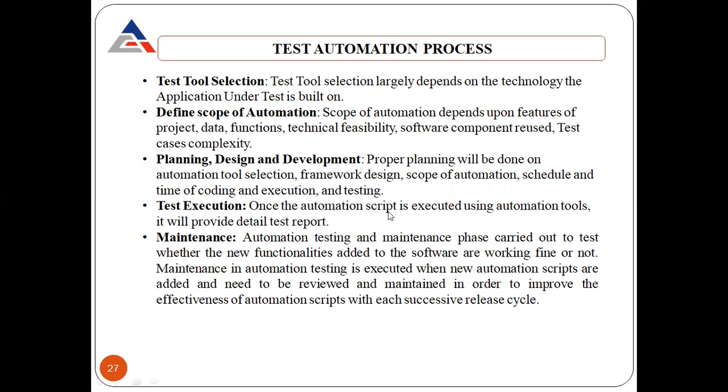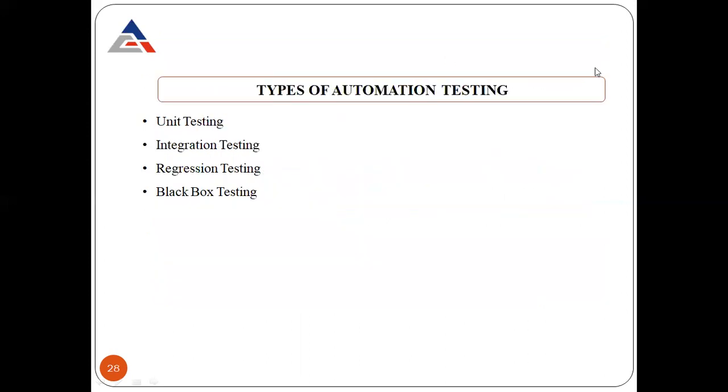Test execution. Once the automation script is executed using automation tools, it will provide detailed test reports. This is the process used in test automation. Types of automation testing: unit testing, integration testing, regression, and whitebox testing.